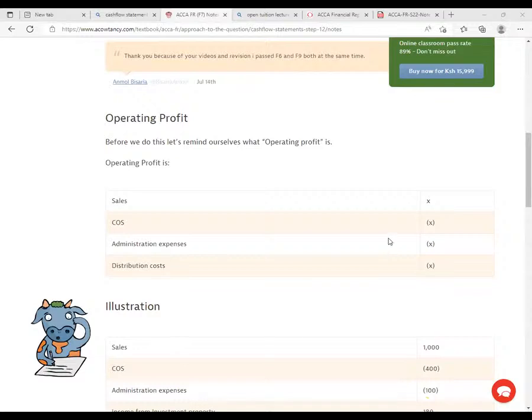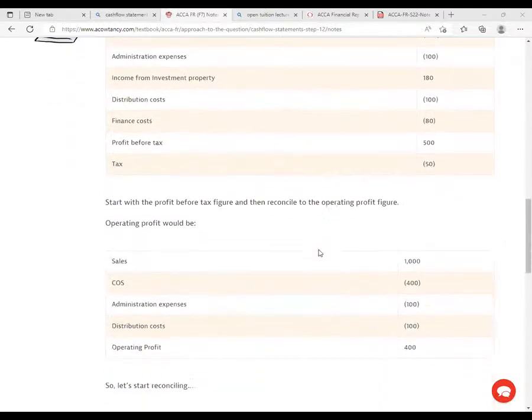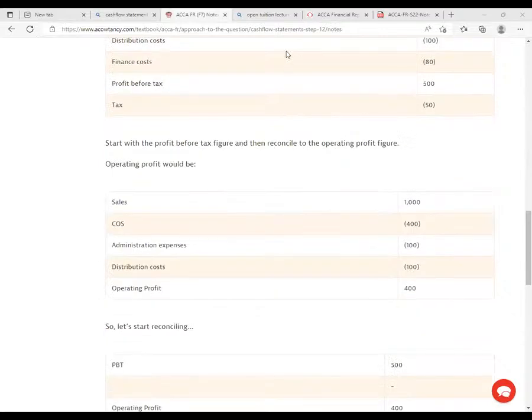Do you remember this format? Sales, less cost of sales, less administration expenses, less distribution cost. Are you able to remember this format? They have forgotten the format. So then are we in agreement that the correct answer is supposed to be 400?